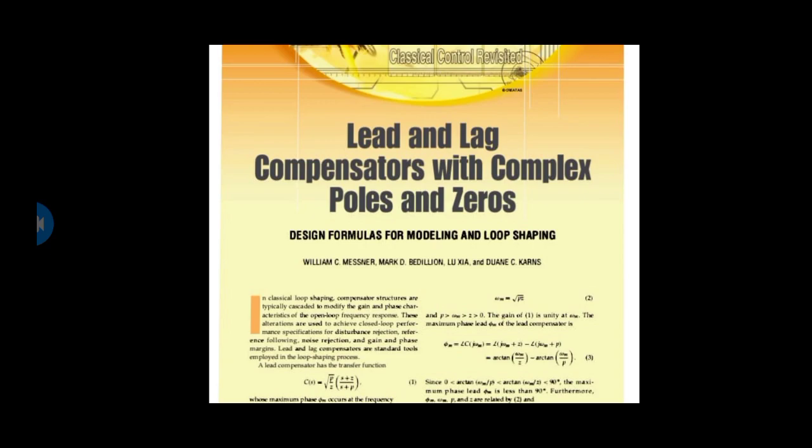In classical loop shaping, compensator structures are typically cascaded to modify the gain and phase characteristics of the open loop frequency response. These alterations are used to achieve closed loop performance specifications for disturbance rejection, reference following, noise rejection, and gain and phase margins. Lead and lag compensators are standard tools employed in the loop shaping process.